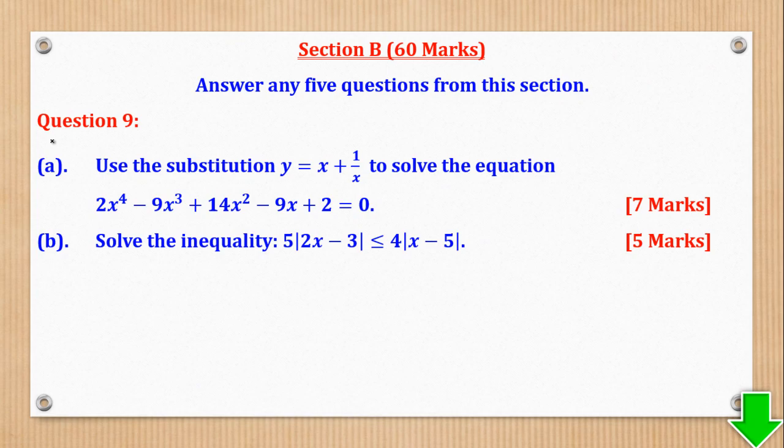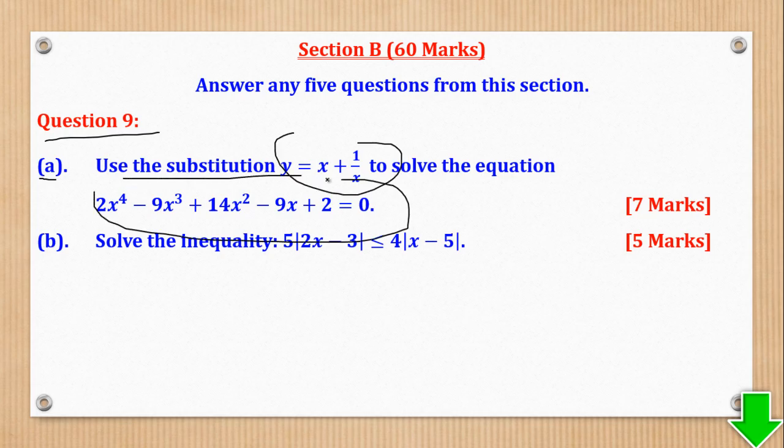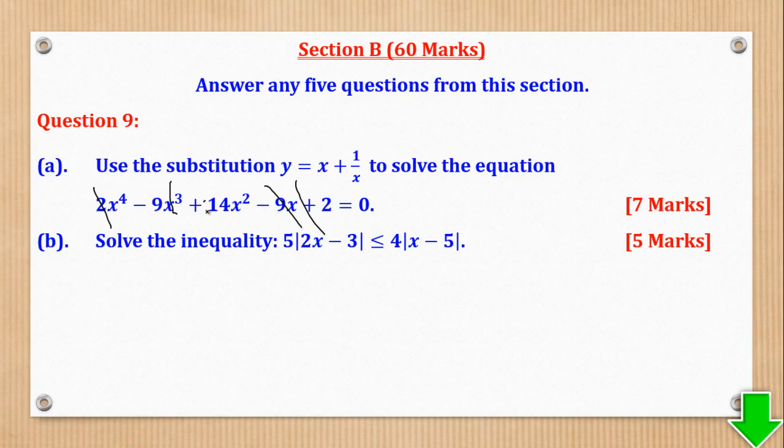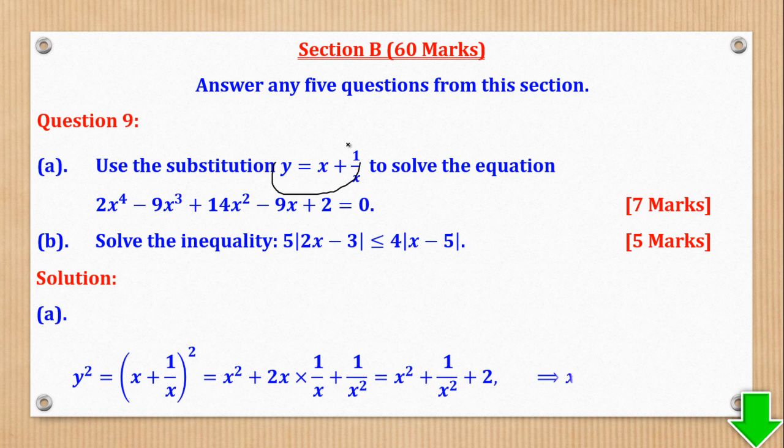Then section B now. Question 9 says, part A, use the substitution this to solve the equation this. So what you should realize is that this is symmetrical. Do you see this 2, 2, 9, 9, and the middle term? So it is a symmetrical quadratic equation. So how do we deal with that? We first begin by squaring this. So square this to give you this, simplify to give you this.